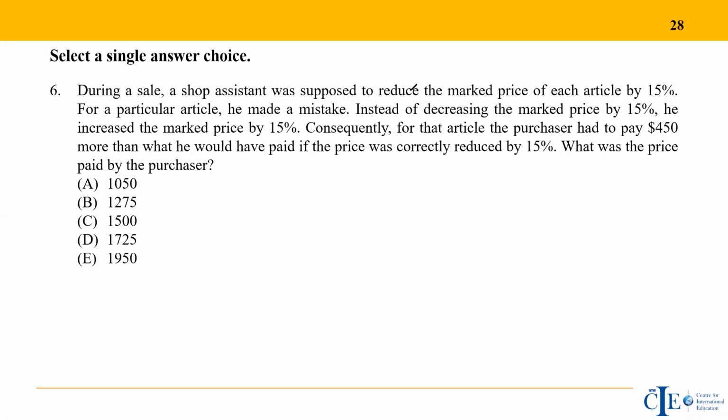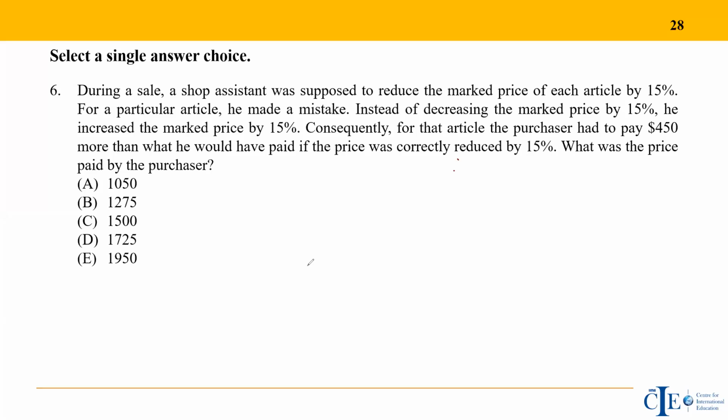Okay, chalo, let's see. It says during the sale, a shopkeeper was supposed to reduce the price of an article by 25%. Okay. So sorry, by 15%. But instead, by mistake, he increased it by 15%, and the consumer has to pay 450 extra. So what was the price paid by the purchaser?